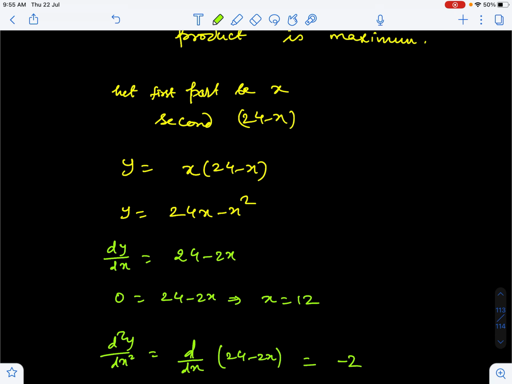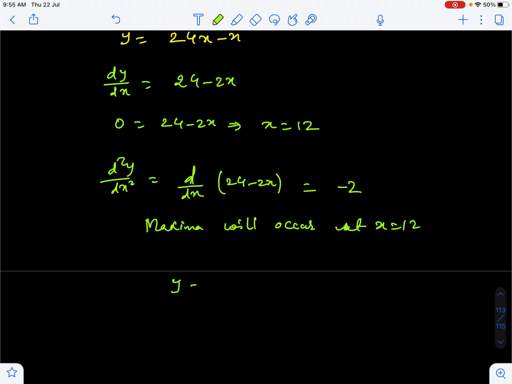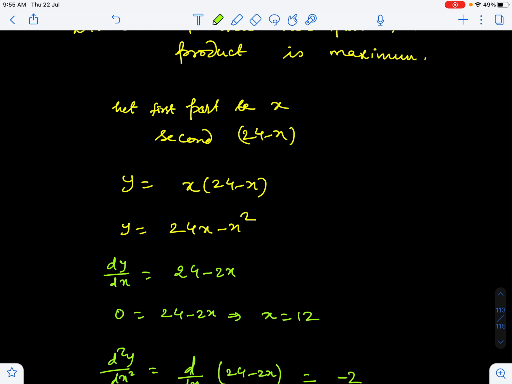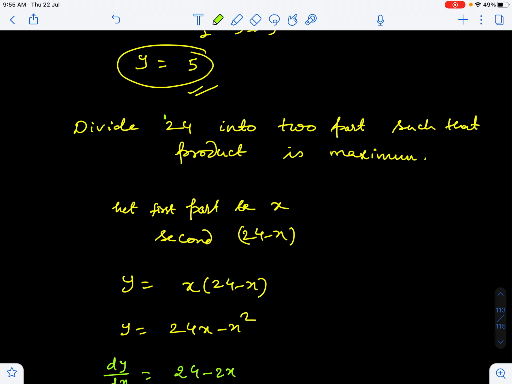So now I am putting it in the function y, which is x into 24 minus x. So this is 12 into 24 minus 12. So the product is actually 144 and we have to divide it into two parts. So the part x is equal to 12 and 24 minus x is equal to 12. So I will equally divide this 24, meaning 12 and 12, such that its product will be maximum.